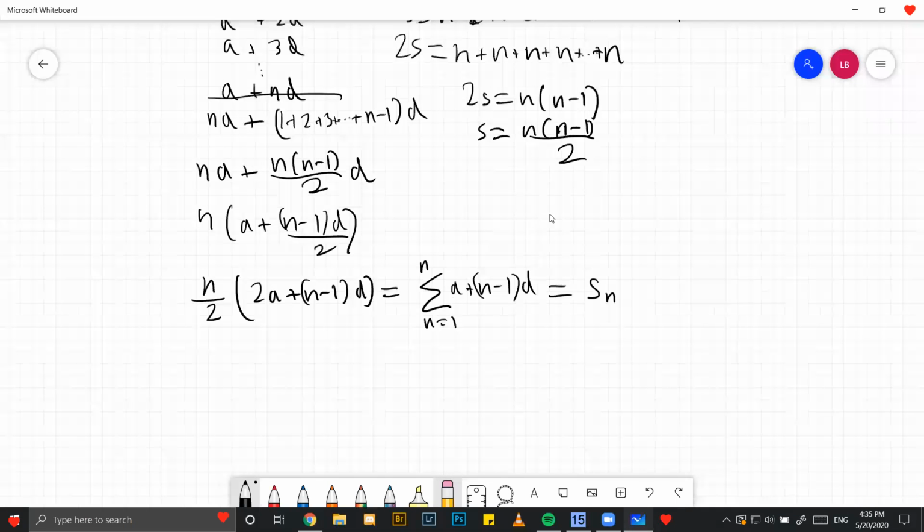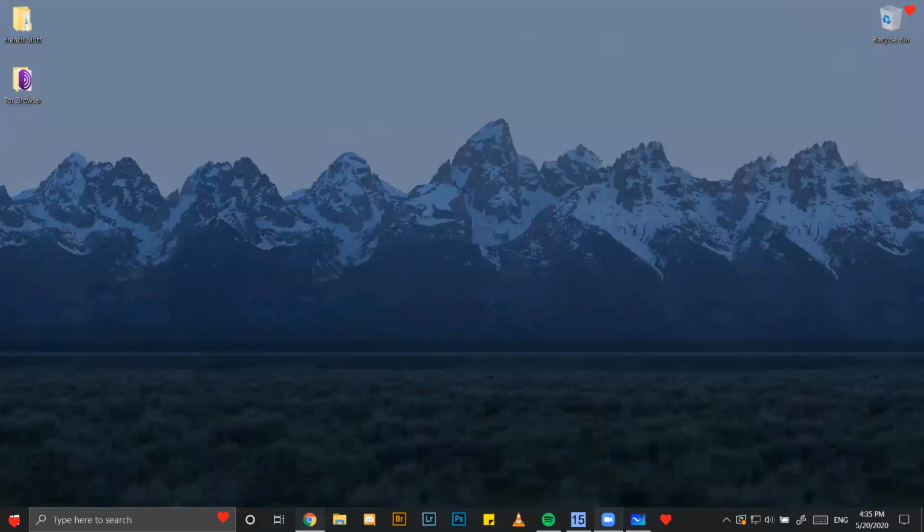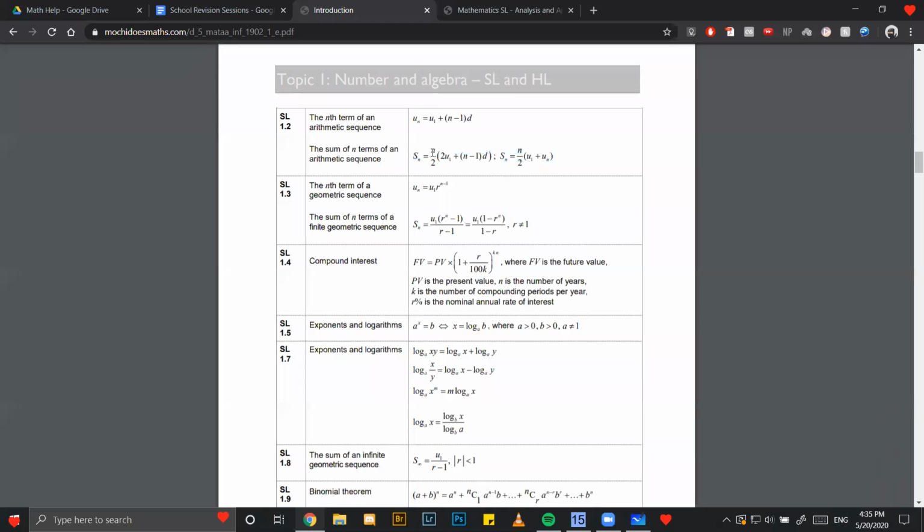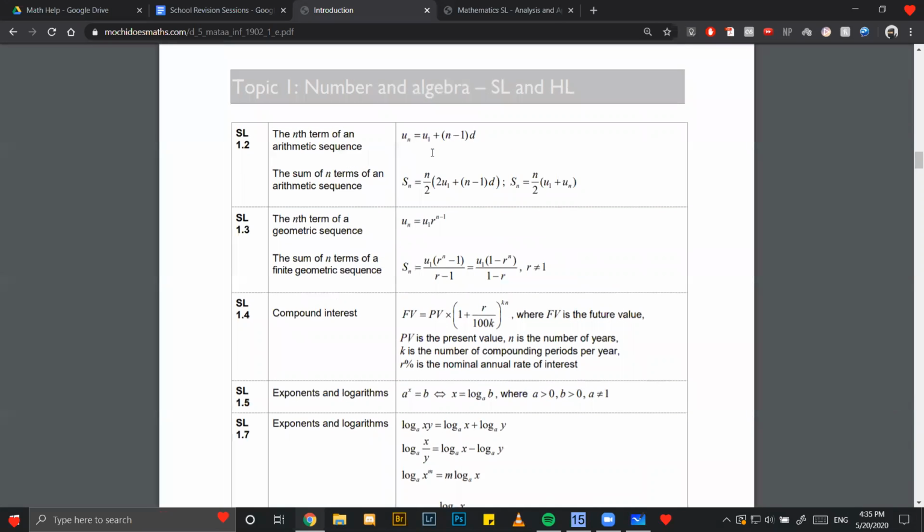The proof isn't necessary. The formula is necessary though, and thankfully it's in your data booklet. It's right over here. If you ever need to figure out what the actual sum of the sequence is, you just look at the data booklet and you'll be able to see how to sum the first n terms, and you just plug it in.